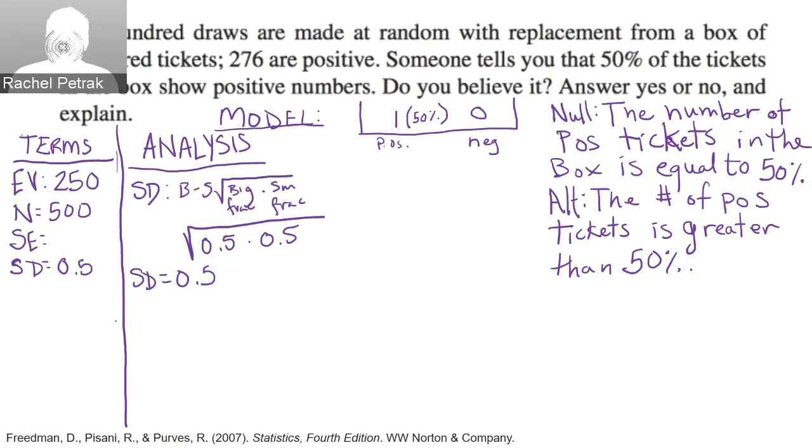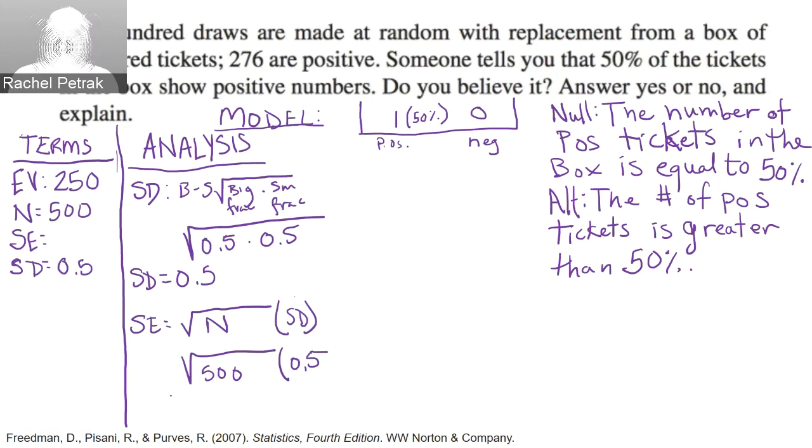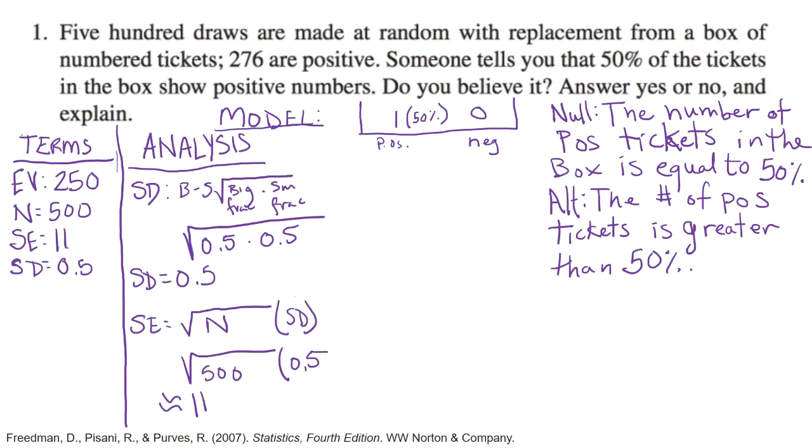And we can get our standard error with the square root of our number of draws times the standard deviation. So the square root of 500 times 0.5 leads us to a standard error of 11 approximately. And we can go ahead and do our z-test.